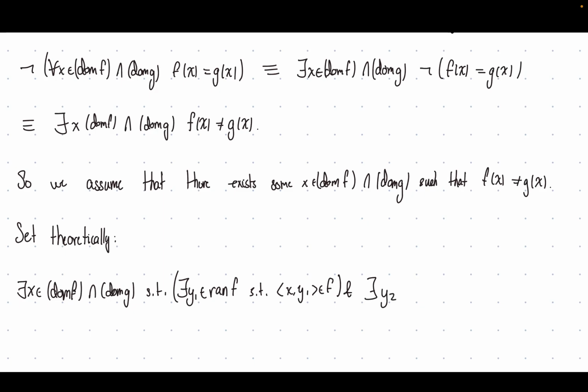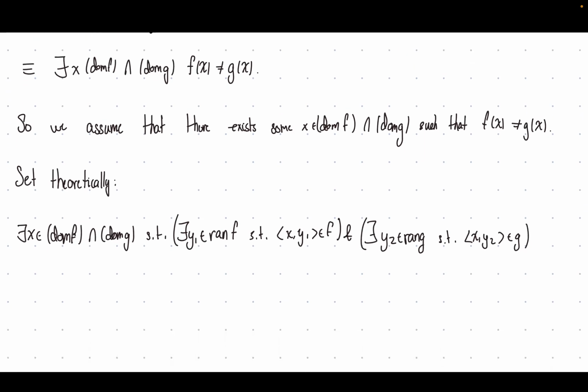There exists some y2 in the range of g such that x comma y2 is in g, and y1 is not equal to y2. Give me 1 second because I messed up the scope of these things.